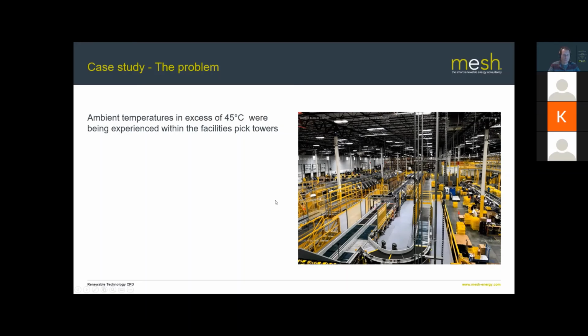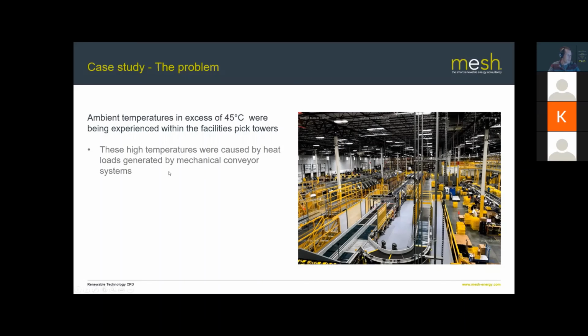So what was the issue? The issue was that in the middle of summer, we were getting temperatures in excess of 45 degrees C at the top of the pick towers. That was a temperature that operators were actually having to work in, and it was causing issues in terms of keeping people hydrated and healthy. And it was obviously pretty uncomfortable as well.